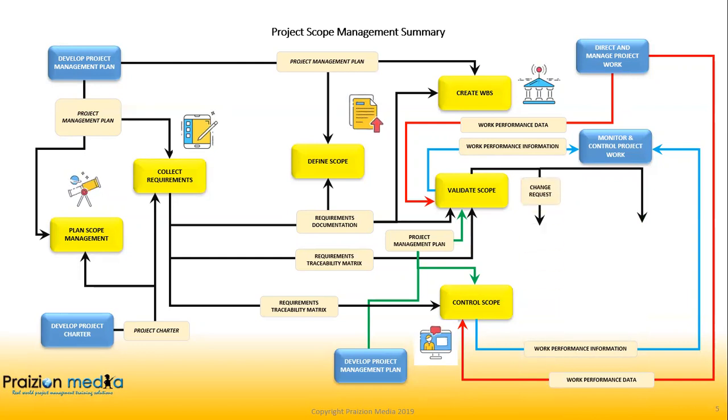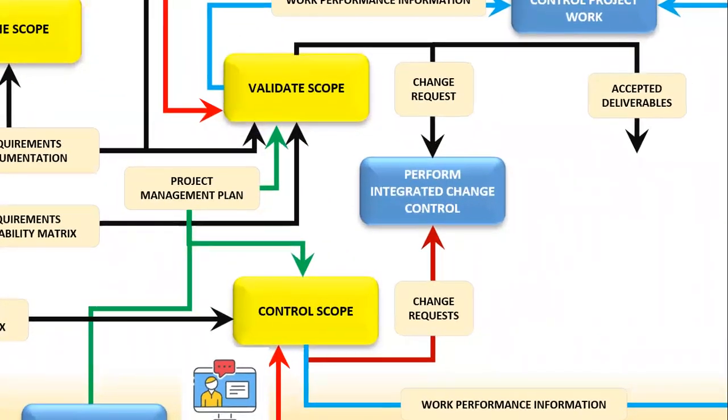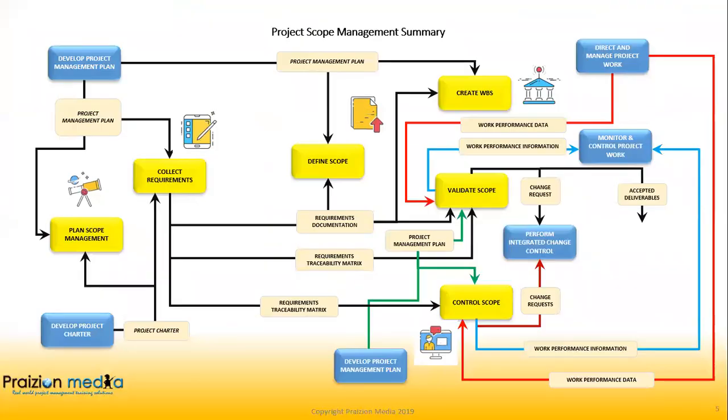Don't lose sight of this relationship between validate scope and the process known as perform integrated change control and control scope, because both validate scope and control scope give you change requests. And these change requests, as you see on the screen, which I will circle in red, need to be processed. And they are processed through the perform integrated change control process. And that's the overarching idea. If you have change requests, they must be processed, regardless of the knowledge area. They will all become an input to that one process, perform integrated change control.